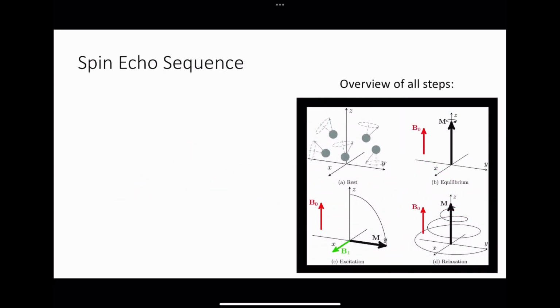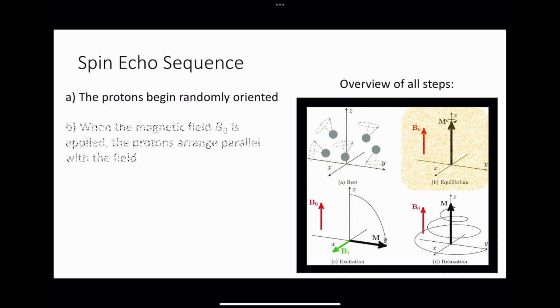Spin echo sequence. As previously mentioned, the net magnetization vector is what gets flipped when the RF pulse gets applied. The amount of net magnetization flip depends on the strength and duration of the RF pulse. The four main steps of the spin echo sequence are shown here in the bottom right picture. The protons are shown in a random orientation to start. Then, between step A and B, the magnetic field, shown as B0, causes the protons to line up parallel with B0. This is considered to be the beginning of the spin echo sequence.